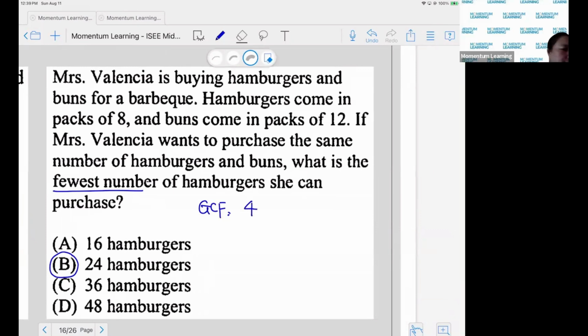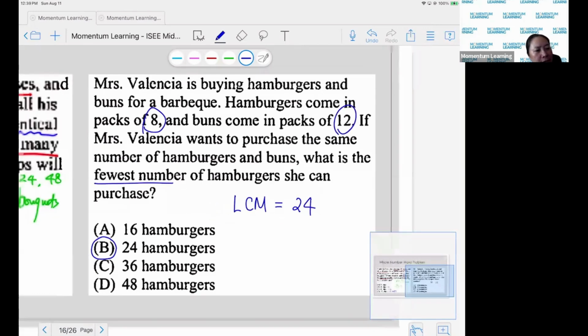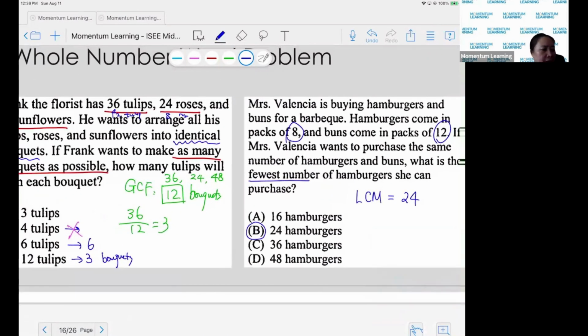Oh, that's called the LCM, the least common multiple. This is not the greatest common factor, it's the least common multiple, which is 24. So we just need to find the least common multiple. Then you can have 3 packs of this and 2 packs of that will make that. So the one on the right side is the LCM, and the one on the left side is the greatest common factor.